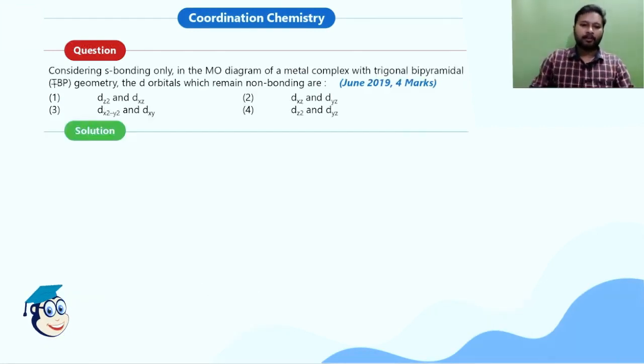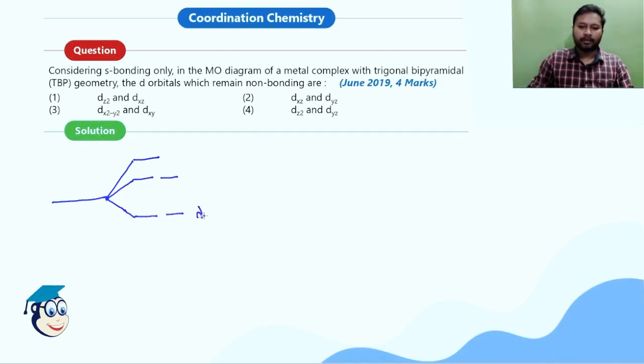Alright, so let's talk about this last question over here. It says that considering sigma bonding only in the molecular orbital diagram of metal complex with the trigonal bipyramidal geometry, the d orbital which remains non-bonding is... So which d orbital does not participate in bonding, that's what they are asking. Now if you look upon the splitting of d orbital for your trigonal bipyramidal geometry, you will find out that your d orbital actually splits in this way. I'll just write down the splitting.